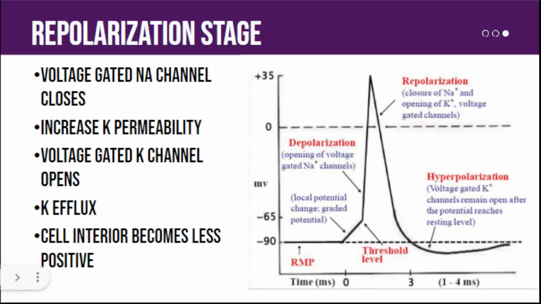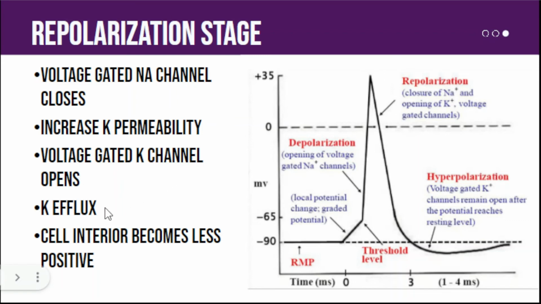So, the next stage is repolarization. What happens in repolarization? Naabot na niya yung peak, which is +35. Nag-overshoot na. What will happen next? The voltage-gated sodium channels will close. So, hindi na makakapasok ngayon ng sodium sa loob. Moreover, there will be increased potassium permeability. Ano ibig sabihin nun? Magbubukas ang voltage-gated potassium channels.